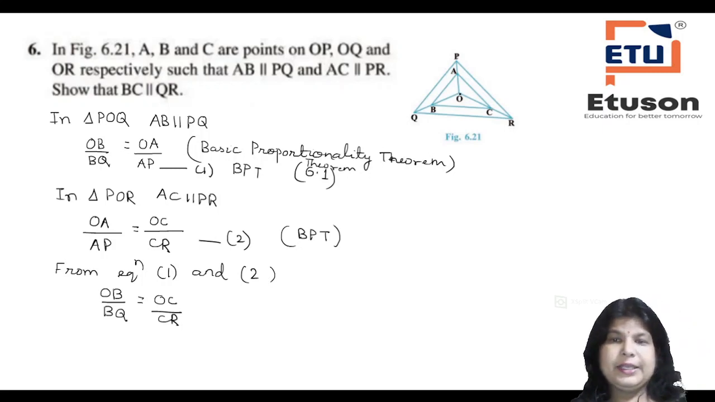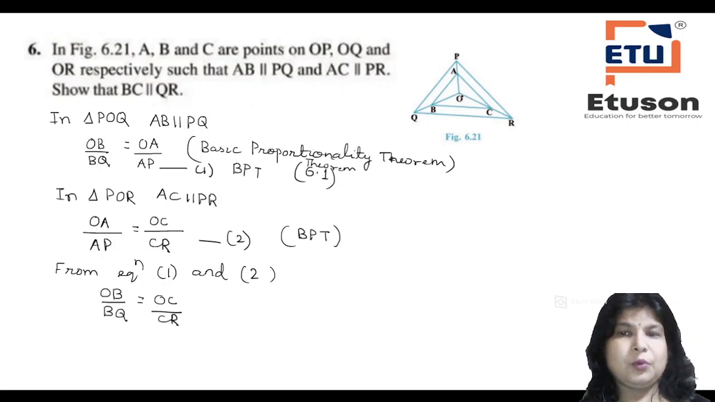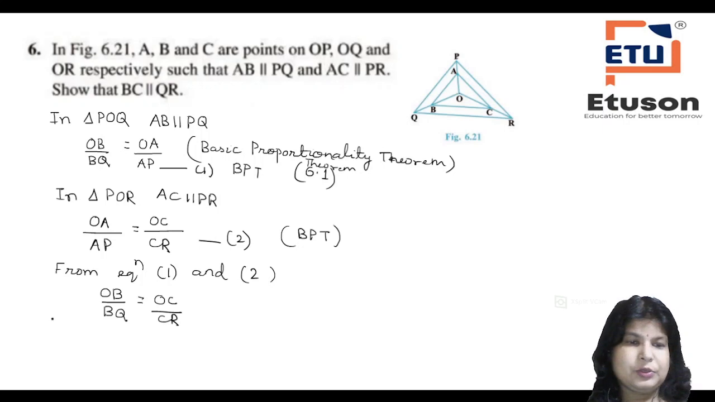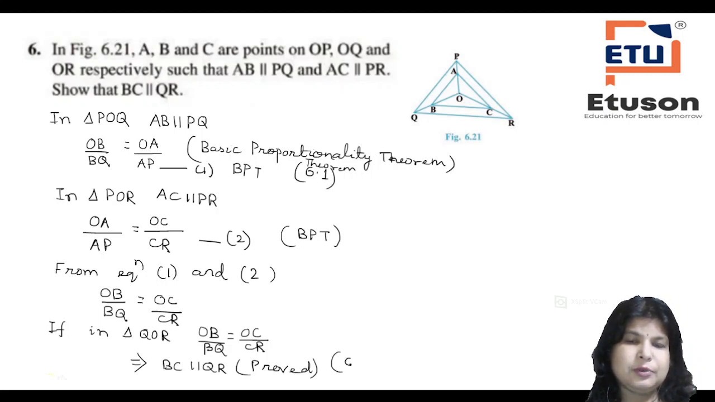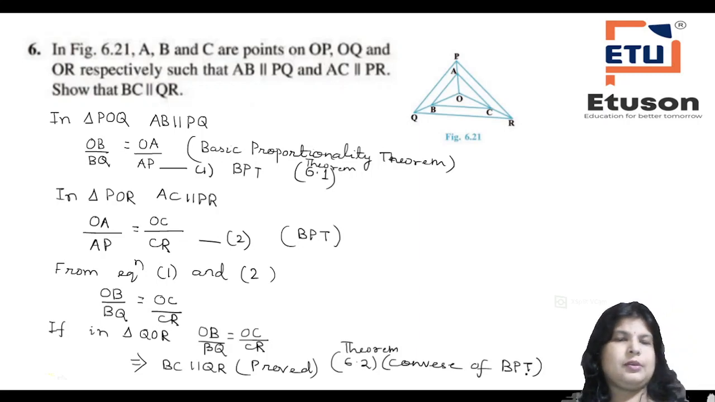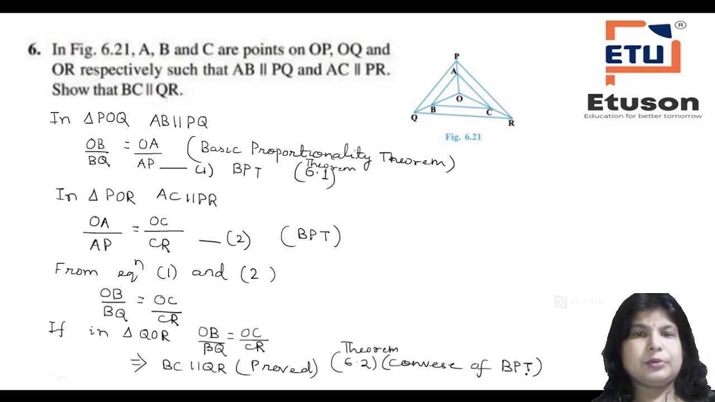So now you see, what is OB? OB is part of your triangle OQR. So now, in triangle QOR, OB by BQ is equal to OC by CR, it implies BC will be parallel to QR. Why? That is the converse of your basic proportionality theorem, which is indicated by theorem 6.2, or you can write it as the converse of the basic proportionality theorem. Correct, children? Hope you have understood. Now let us go to the next question.